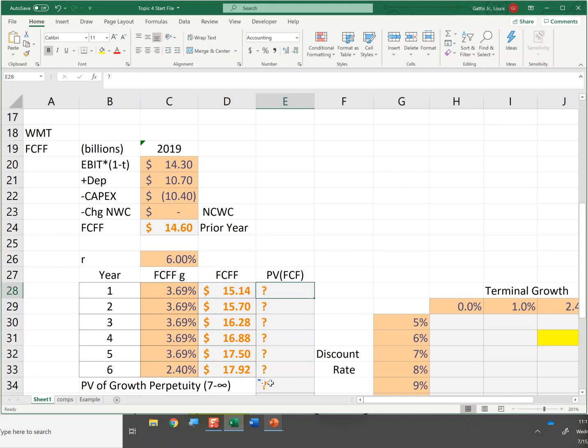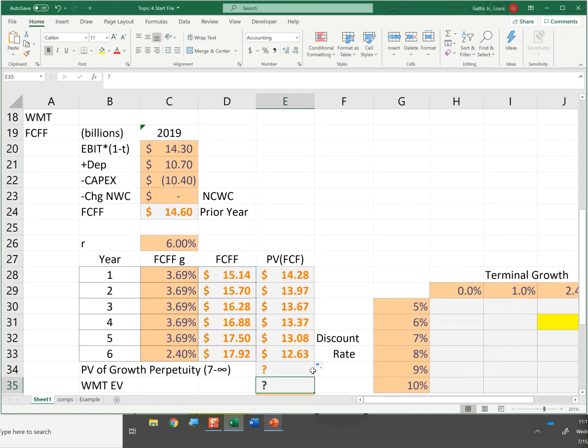Then I'll take the present value of all free cash flows to get my enterprise value. Take free cash flow, divide it by 1 plus my discount rate. I'm going to anchor that, hit F4, it puts dollar signs in front of C and 26. Raise that to the 1 power, and I'm going to copy down. So here's the present value of the first 6 free cash flows.